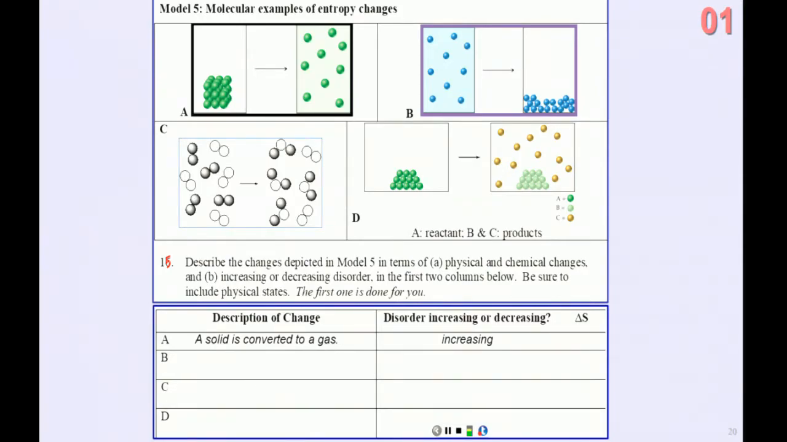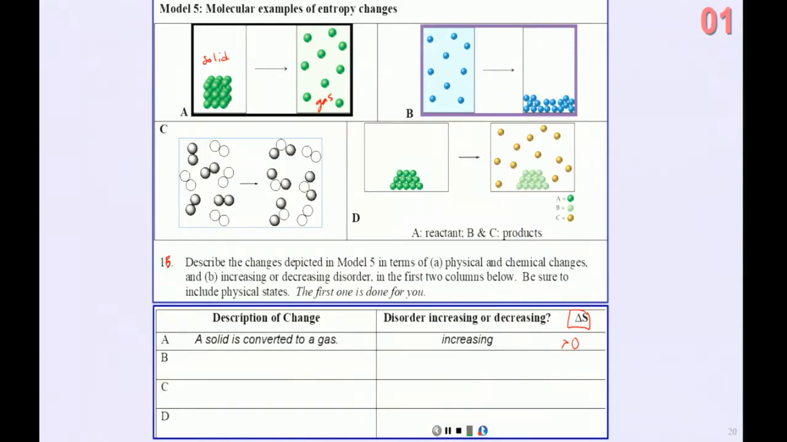So in this case, on A, we have a solid, and it's being converted to a gas. And when that's the example, the entropy is increasing, so the value is always greater than 0, a positive value, when it's increasing.